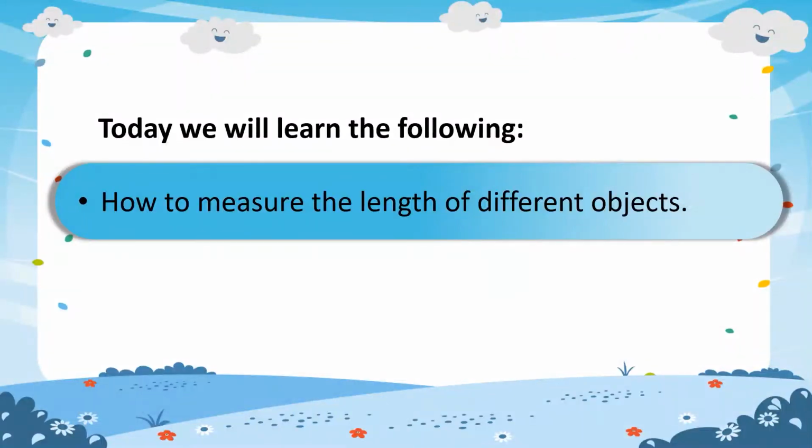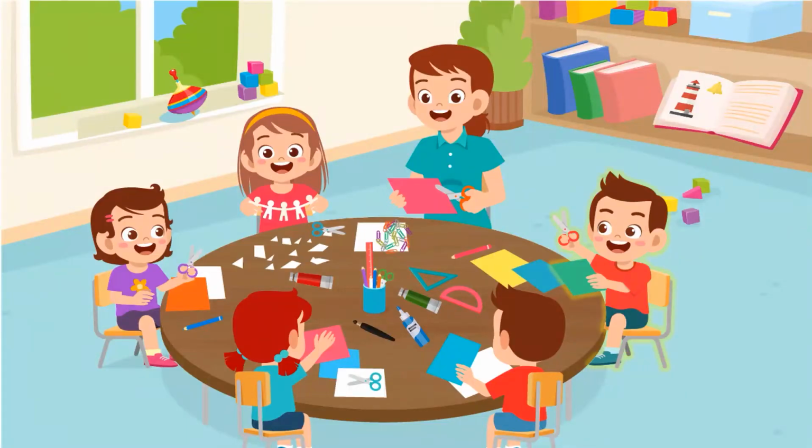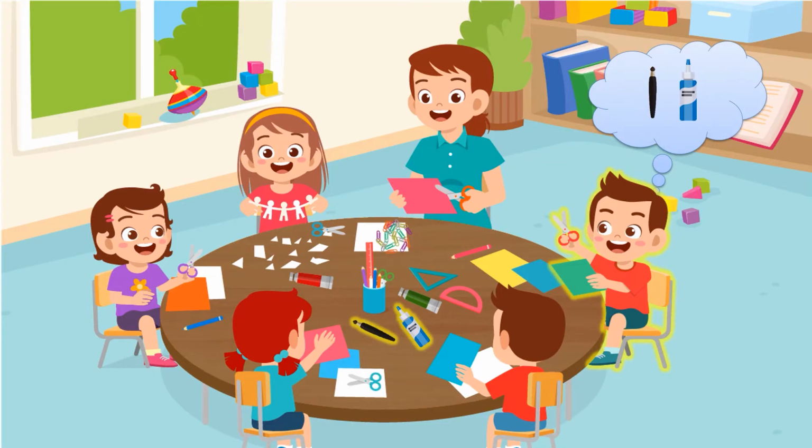Of different objects. Adam says, "Today our teacher asked us, which of these objects is the longest, the paintbrush or the paint tube?" He says, "At first I thought they were of equal length, but the teacher said we can check if that's the case through measuring the length of both the paintbrush and the paint tube in a simple way."